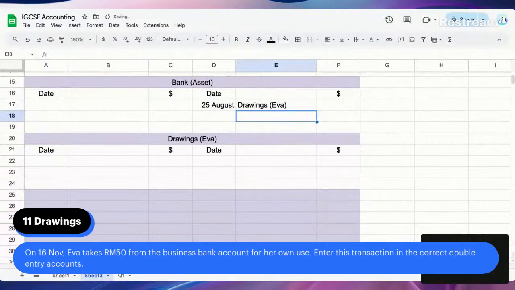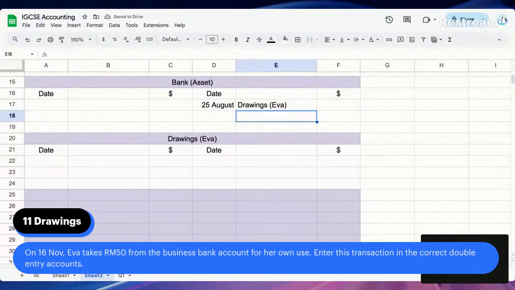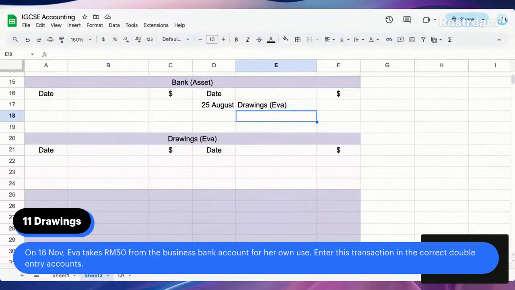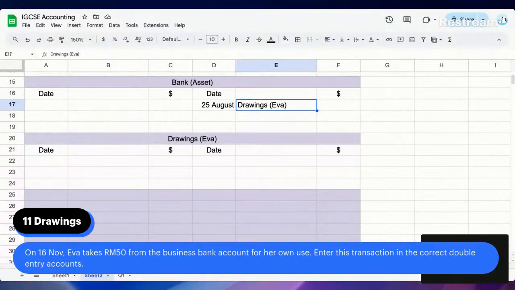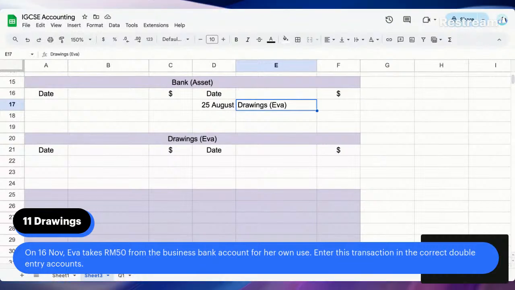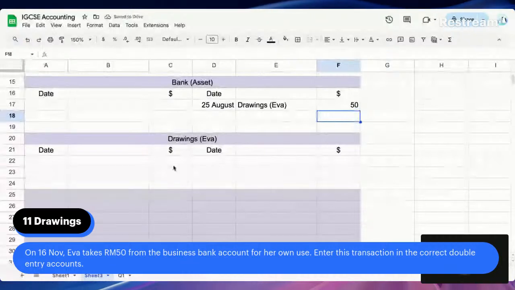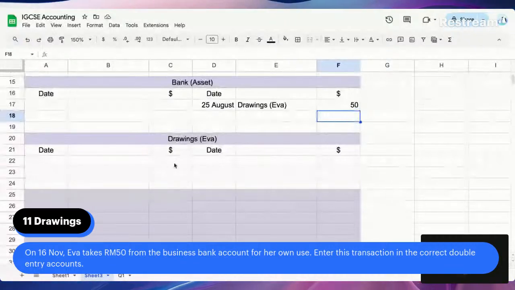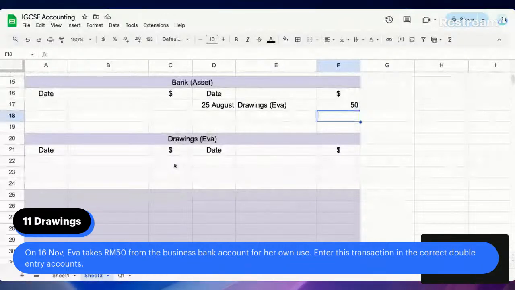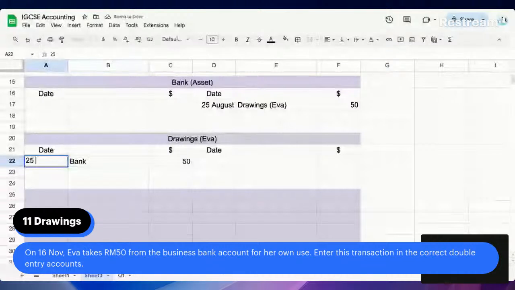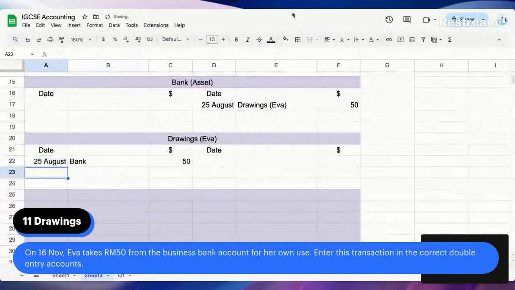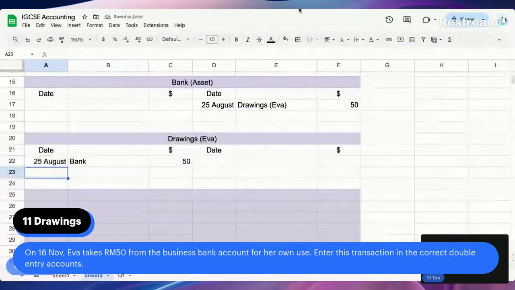Bear in mind that it doesn't mean that all companies have one boss. There are many businesses where there are several bosses, that means many of them. So you need to indicate the name so you won't get confused. So it's $50. And because in the bank, a reduction is in the credit, in Eva's drawing T account it becomes the debit side. And this bank, and this 25th August. So this is an example of what drawing means.